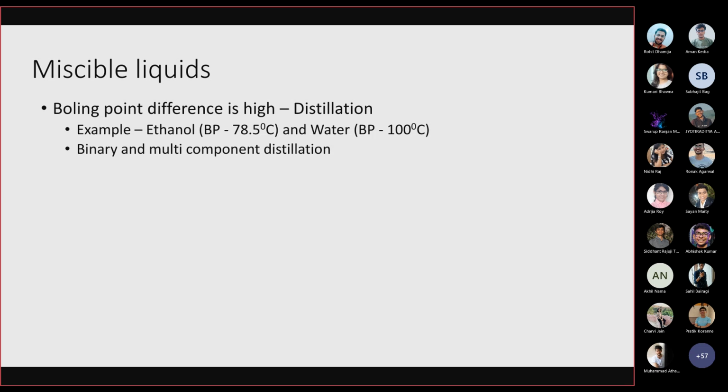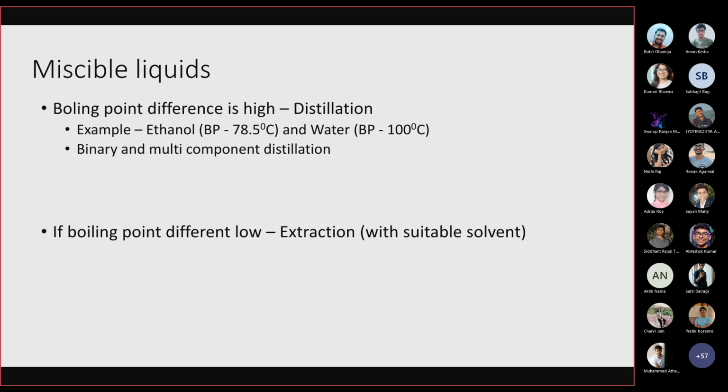If you have only two components, we use binary distillation, like a single distillation column. If we have more than two components, let's say n components, we have to use n minus 1 distillation columns to separate them into individual components. So when we have more than two components present, we call that multi-component distillation.